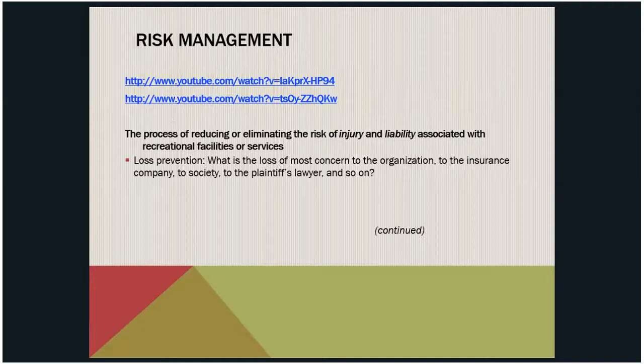So risk management is the process of reducing or eliminating risk of injury and liability associated with recreational facilities or services. So we're looking at minimizing the risk of injury and minimizing the risk of liability, not necessarily eliminating it completely, although it would be nice at times to do that, but certainly we want to get our liability and our risk of injury to a place that can be manageable and we can lessen it as much as we can.